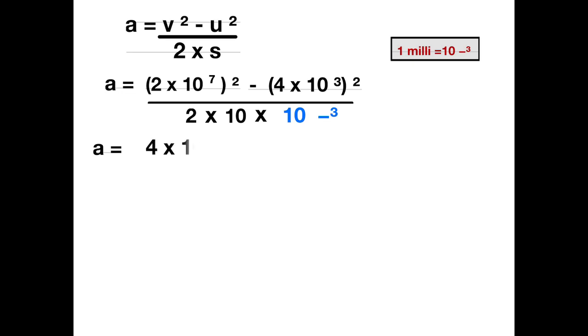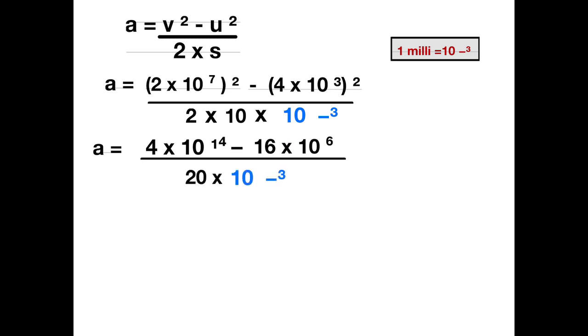Okay, so this will now be 4 into 10 to the power 14 minus, again 4 squared is 16, and 10 power 3 into 2 will become 10 power 6, and 2 into 10 will become 20 into 10 to the power minus 3 as it is.